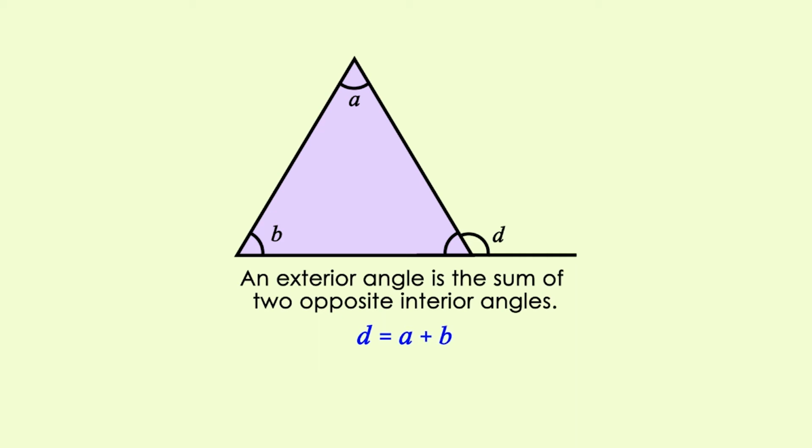Finally, we have this triangle. There are two interior angles which are opposite to the exterior angle. The sum of the two opposite interior angles is equal to the exterior angle. In this case, A plus B equals to D.